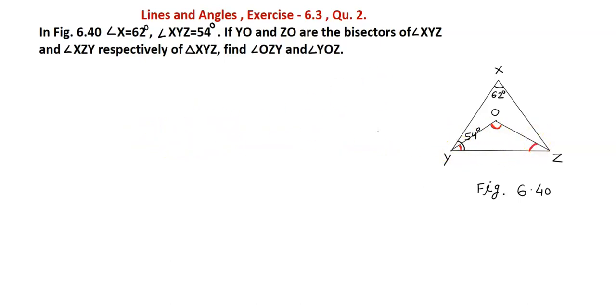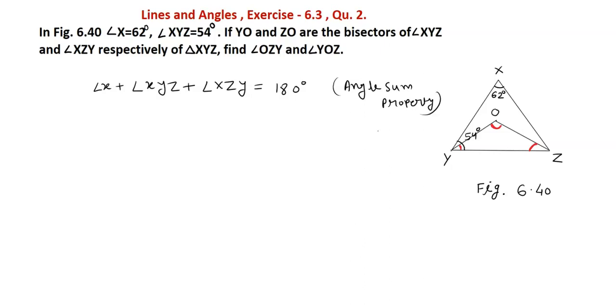So we will write here: angle X plus angle XYZ plus angle XZY is equal to 180 degrees. Why? Angle sum property. Right? Now, angle X is 62 degrees, angle XYZ is 54 degrees, and angle XZY, this complete angle, is missing here. We have to find it; the sum is equal to 180 degrees.